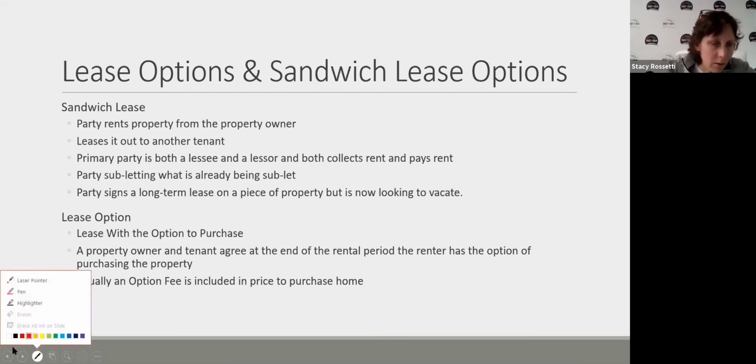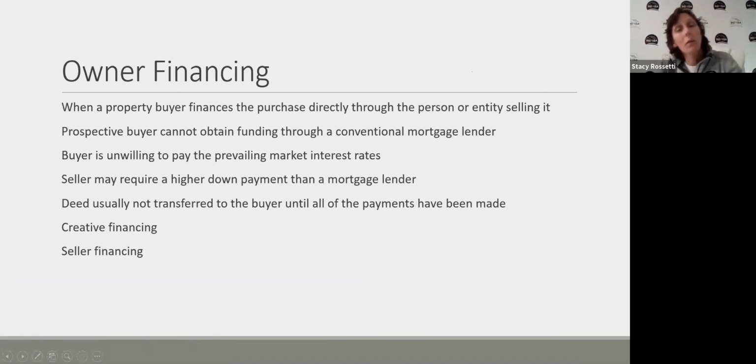Let me see. Okay, this one. Owner financing. Owner financing is my favorite way to make money and to buy property. You just have to convince the owner to be the bank. That's all it is: the owner's the bank.